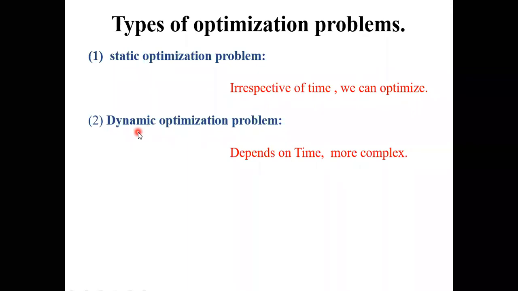Now let me ask a very simple question. Here, how many power plants are there? Two types of power plants: a thermal power plant and a hydro plant. Now tell me, does a thermal power plant come under a static optimization problem or a dynamic optimization problem? Similarly, tell me, does a hydro plant come under a static problem or a dynamic problem? Yes, drop your answer in our chat box.